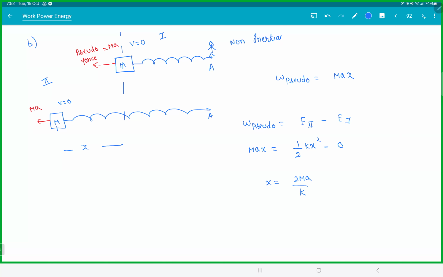Make sense? Initially there is no energy. Initially spring is in natural length. Initially you're starting from rest. Block is at the same height. So initially gravity 0, spring 0, kinetic 0. Finally only spring energy is there. Kinetic 0, potential 0. Sure, everyone? Clear?